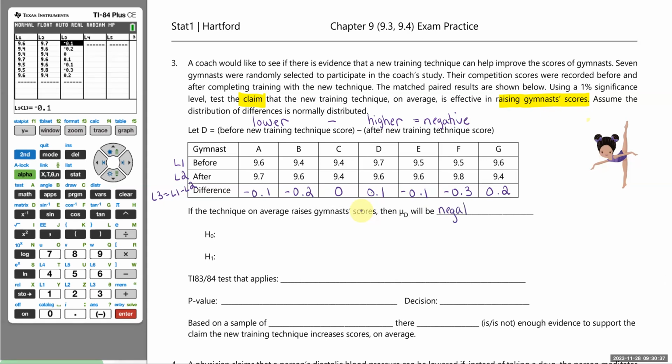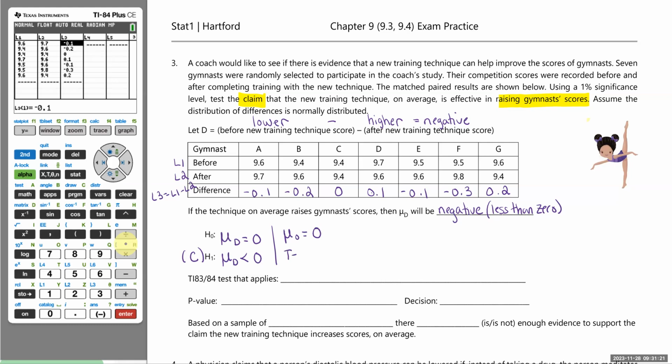So on average, if the technique raises scores, then the population mean of the differences we would expect to be negative. So for matched pairs, you have to give a little thought to your hypotheses, more so than previous sections. So negative means a value less than 0. So the claim is that the population mean of the differences is a number less than 0. And then the null hypothesis always gets equality. So our mu naught will be 0, the mu in the null hypothesis.